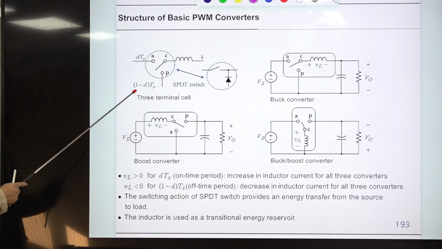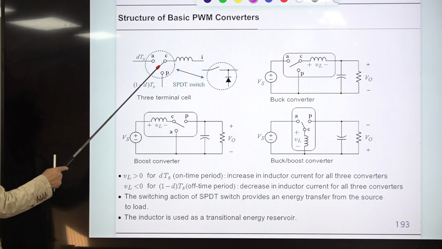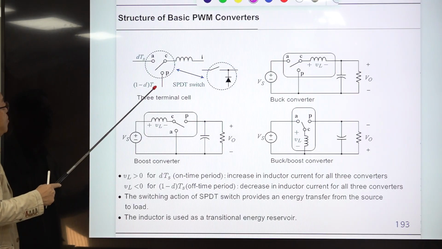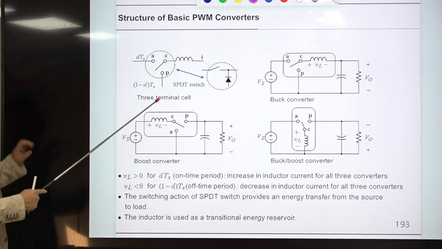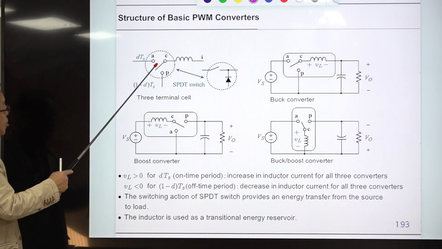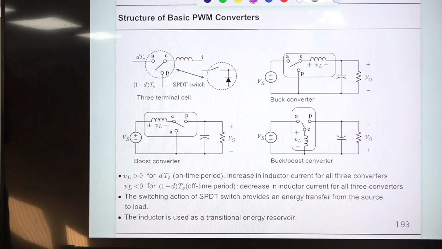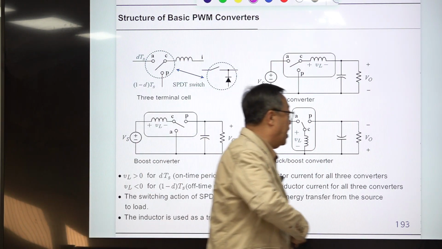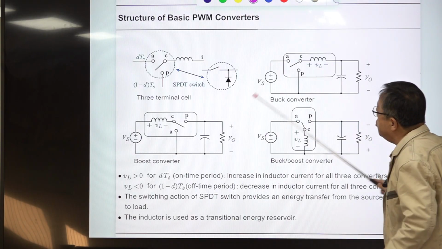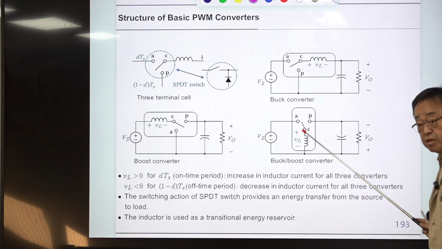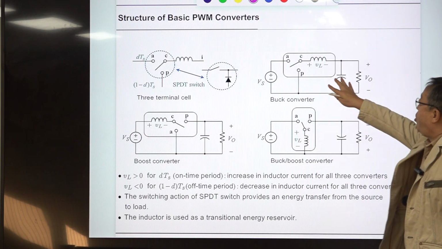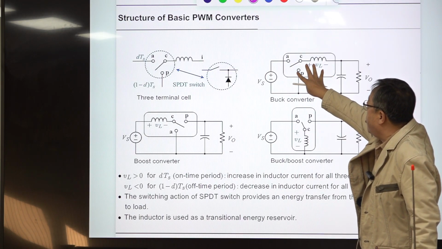And during this time period, DTS, it is connected to A, and for the remaining time period of one switching period, it is connected to the P. All right? So this is the buck converter, and this structure is common to all three converters. Okay, so it is located in this fashion for the buck converter.